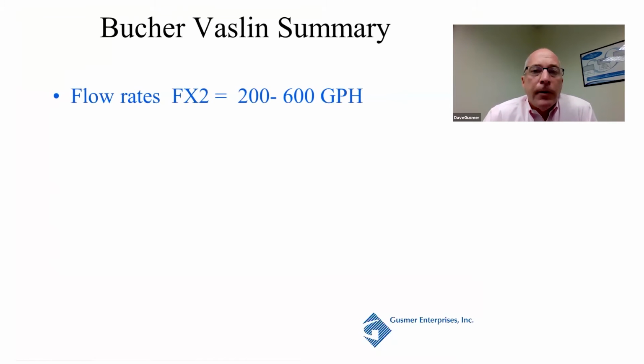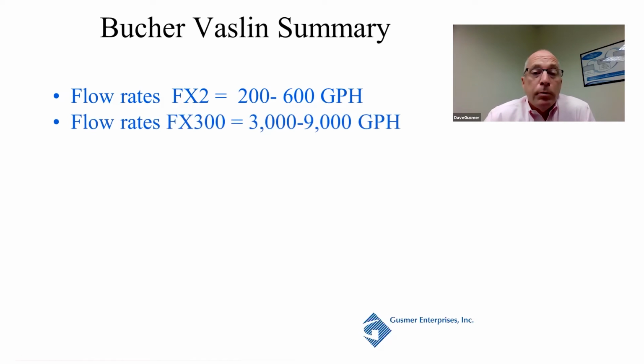In terms of a final summary here, the smallest filter Bucher offers is an FX2. Model FX2 will do about 200 to 600 gallons an hour. If it's a clean Sauvignon Blanc, you're looking at the 600 gallon an hour rate. If it's a high solids red wine, it would be closer to 200.